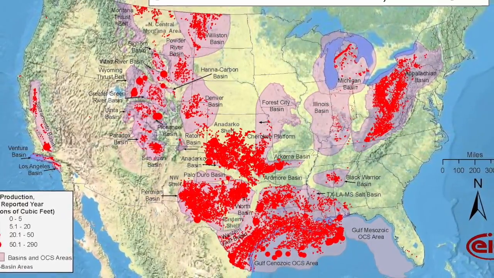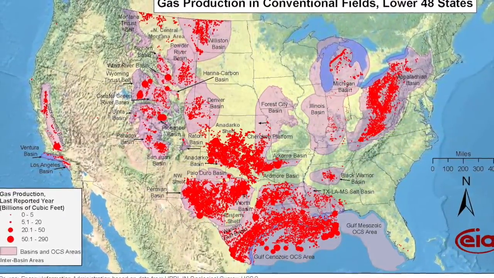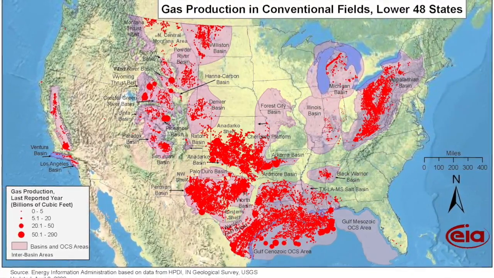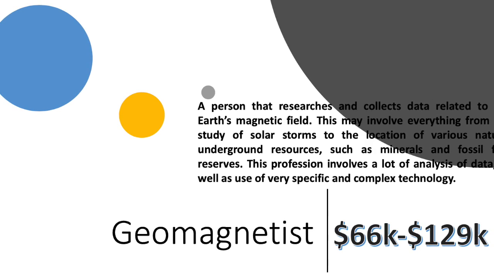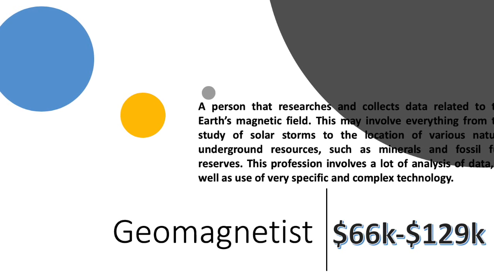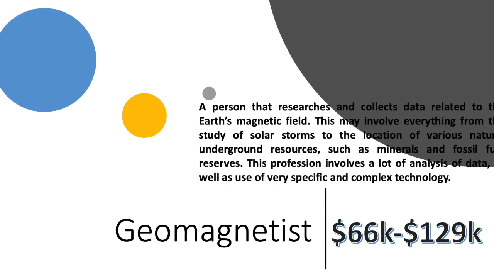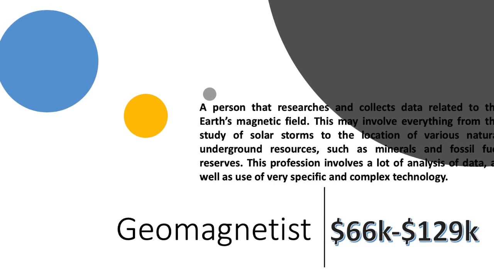The education level needed to get this profession is a Bachelor of Science degree, which is a 4-year program, or if you want a higher position, then you would of course want to get a master's degree, which is another 4 years. The range of salary for a geomagnetist is anywhere between $66,000 to $129,000 per year.